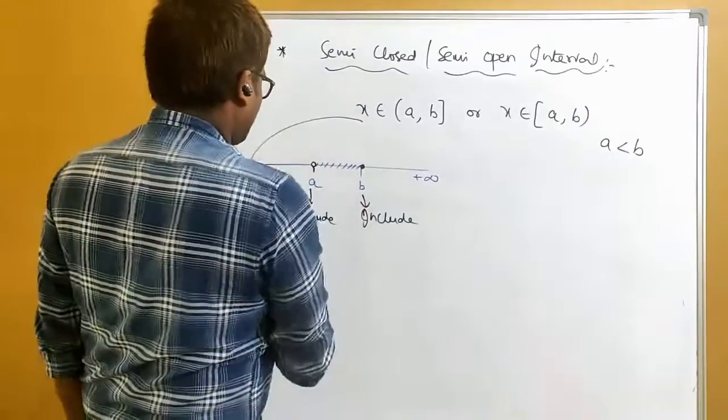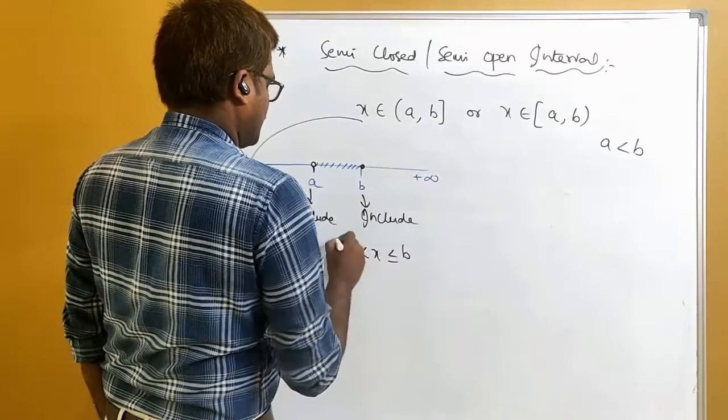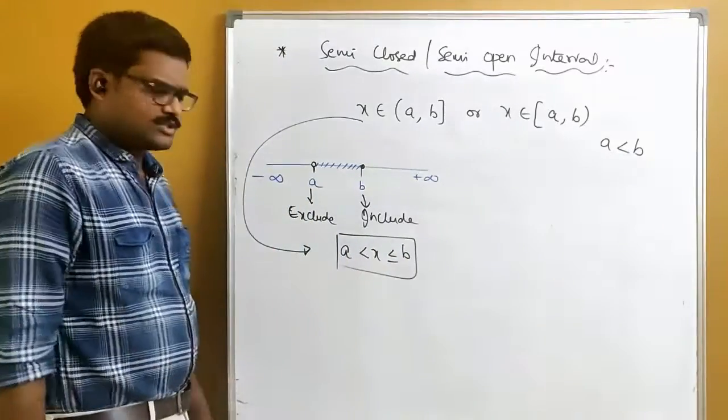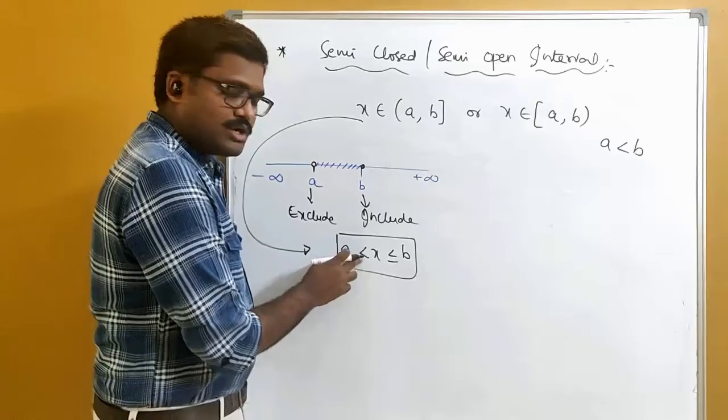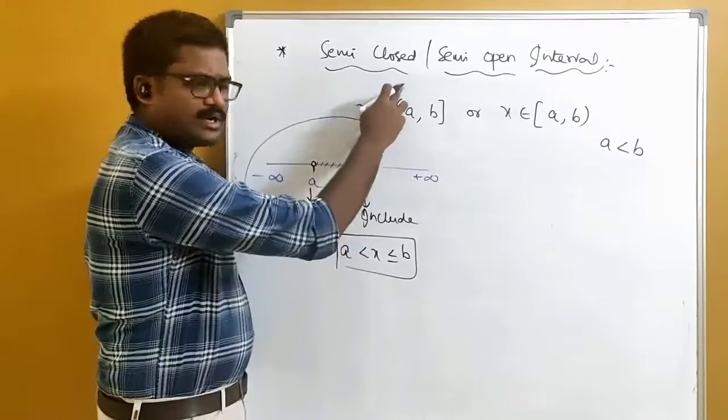And in inequality format, can I write it like this? A less than X less than or equal to B. Understood? See, at A you are not supposed to use equality because there is an open bracket.